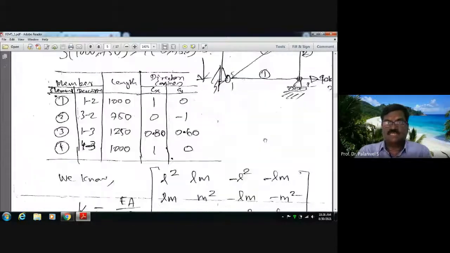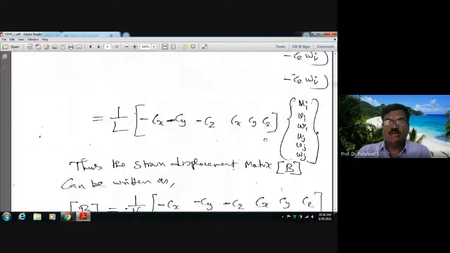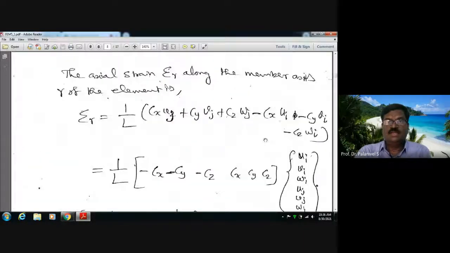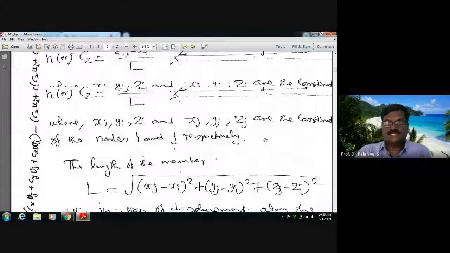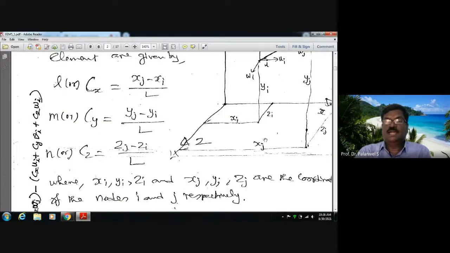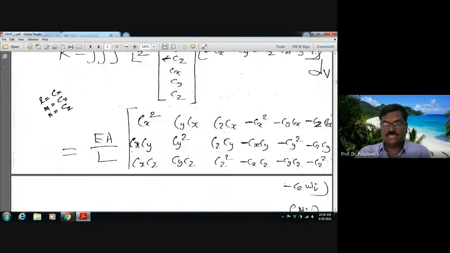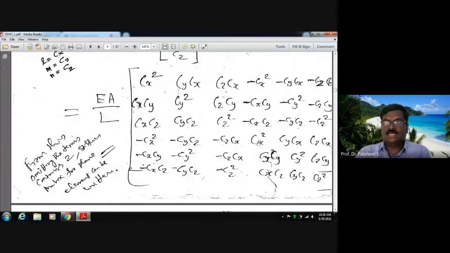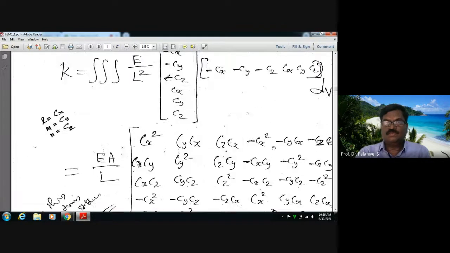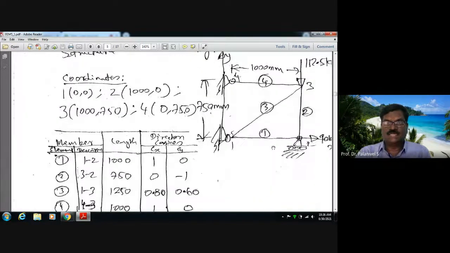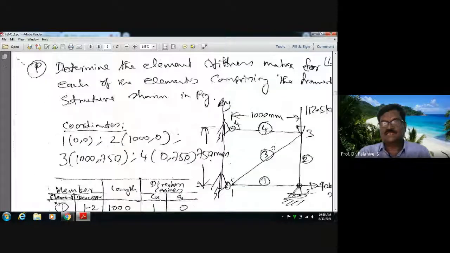With this, I will stop because today I told you how to develop element stiffness matrix for an arbitrarily oriented truss element in space, and then from that, how to obtain the element stiffness matrix for a truss element lying in a plane, that is plane truss element. Hope you will understand. You practice it. Next class I will continue. With this, I will stop today's class. Is it okay? Problem I will do in the next class.